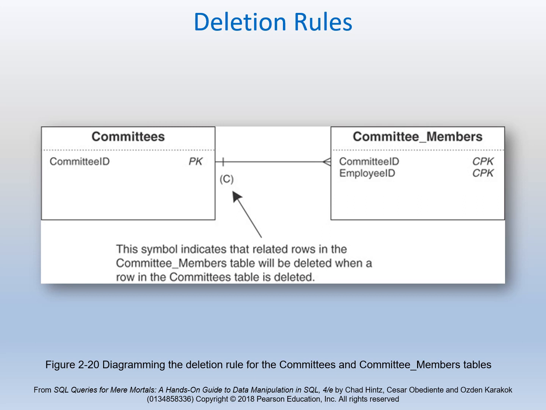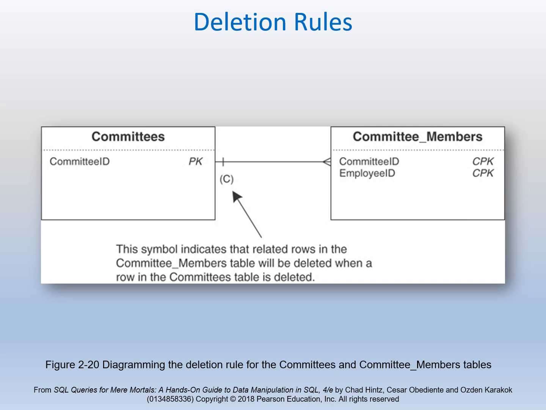Once we've created our tables and established relationships among our tables and entered data into these tables, what happens if we want to delete data from one table that's related to another table? In this example, we have the committees table and we have the committee members table. We have a one-to-many relationship. A committee can consist of many committee members. But what if we want to delete a committee? We would have to define deletion rules.